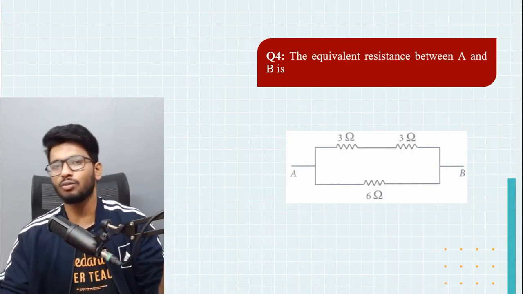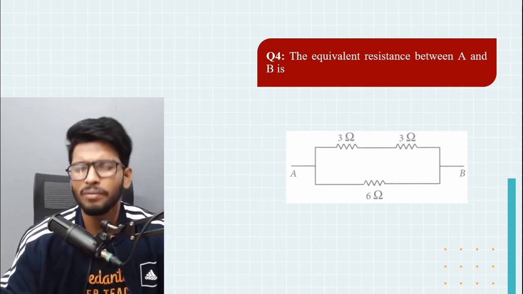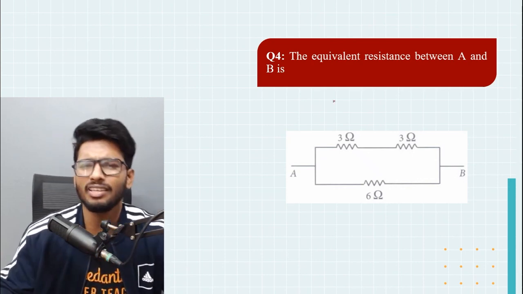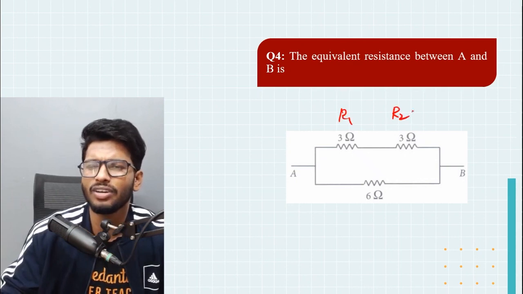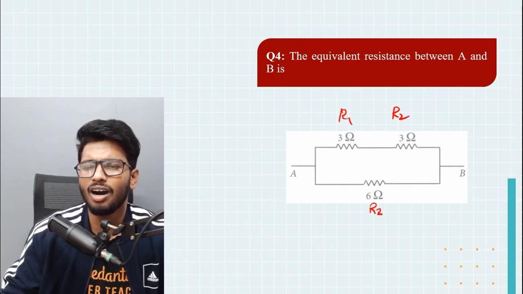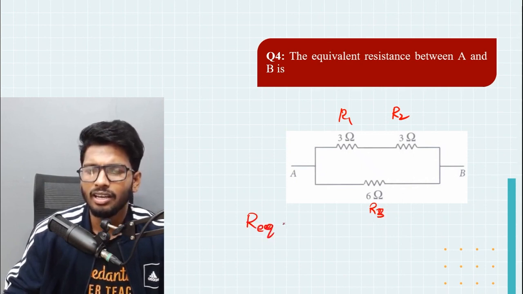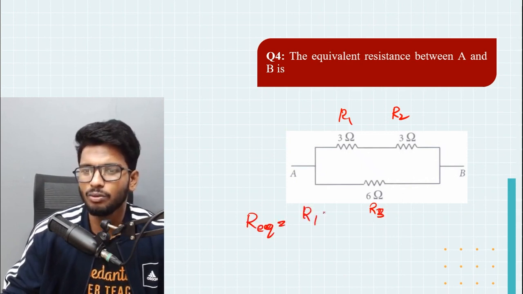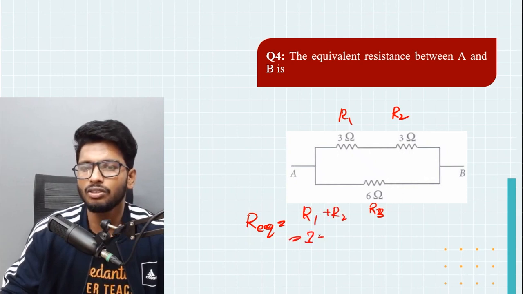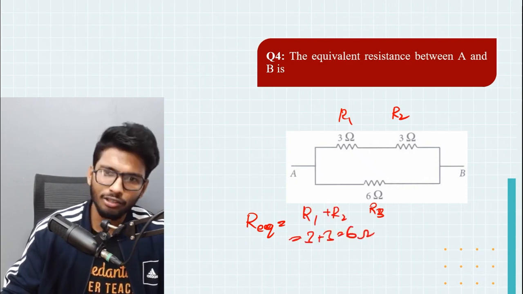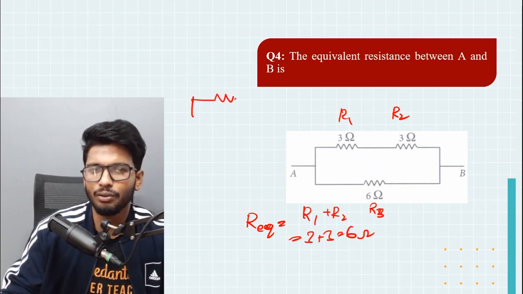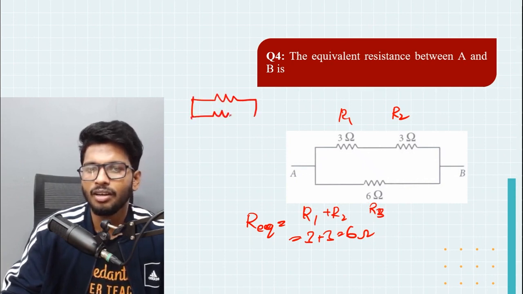3 ohm, 3 ohm and 6 ohms are the 3 resistors given over here. First thing, the common thing that I'm pretty sure every one of you has figured out is R1 and R2 are in series. So R12 is equal to R1 plus R2, which is equal to 3 plus 3, which is nothing but 6 ohms. Now you know that this is your new resistor. This is what it looks like.